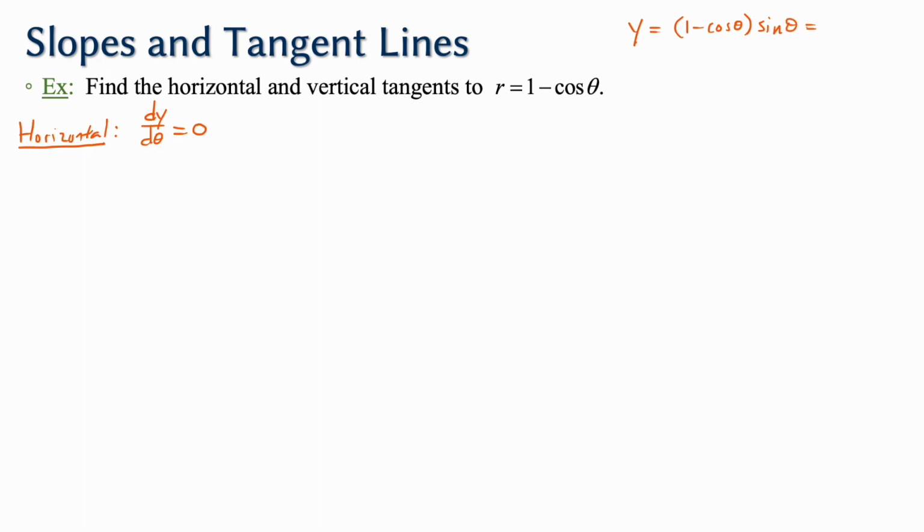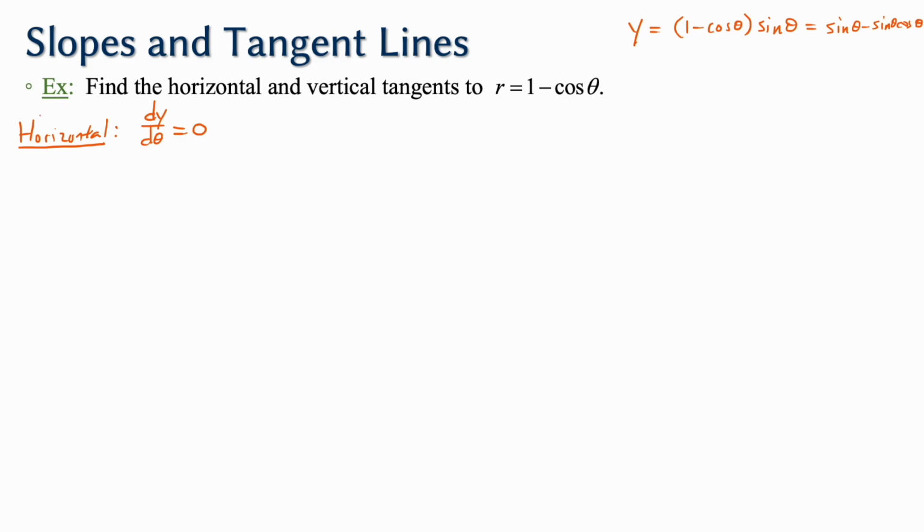Now, if we simplify that, if I distribute, it becomes just sine theta minus sine theta cosine theta. So that means when I'm working with this, I need the derivative of that. I need to do the derivative of this entire expression and set it equal to 0.